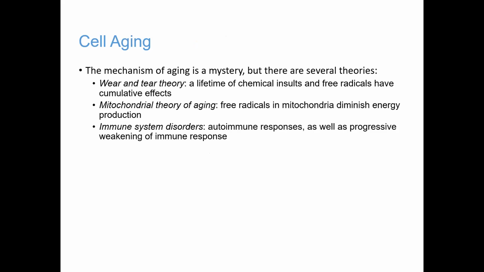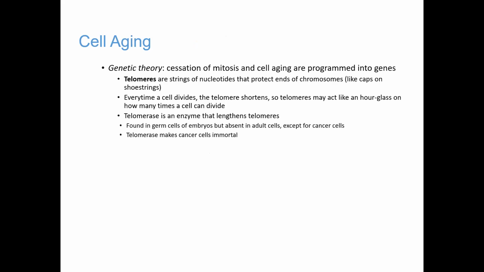And cells age. We don't know why cells age. There are a variety of theories here. Wear and tear. Mitochondria are damaged by free radicals. Autoimmune problems. But the one that seems to have the greatest promise is the discussion about the telomeres, the caps on the shoestring structures on the ends of the chromosomes. The telomeres shorten every time the cell goes through mitosis and cell division. And so the cells gradually wear out as the telomeres shorten.